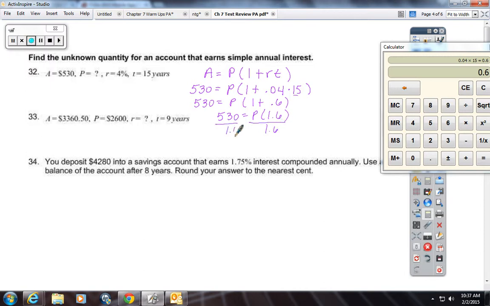$331.25. So what this means is that you open an account somewhere. You deposited $331.25. You left it there for 15 years, and it earned 4% interest. So after 15 years, instead of having $331.25, you have $530. So how much money did you make?